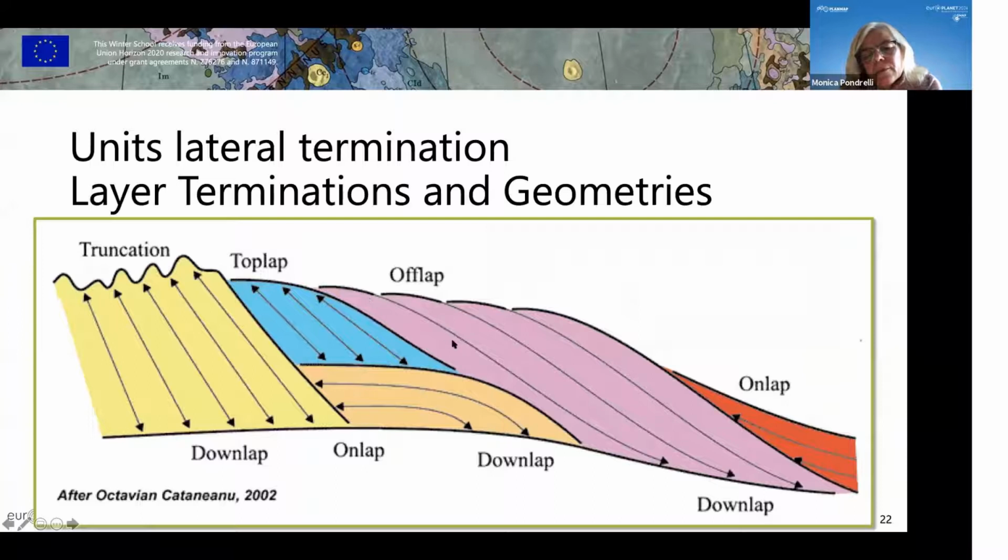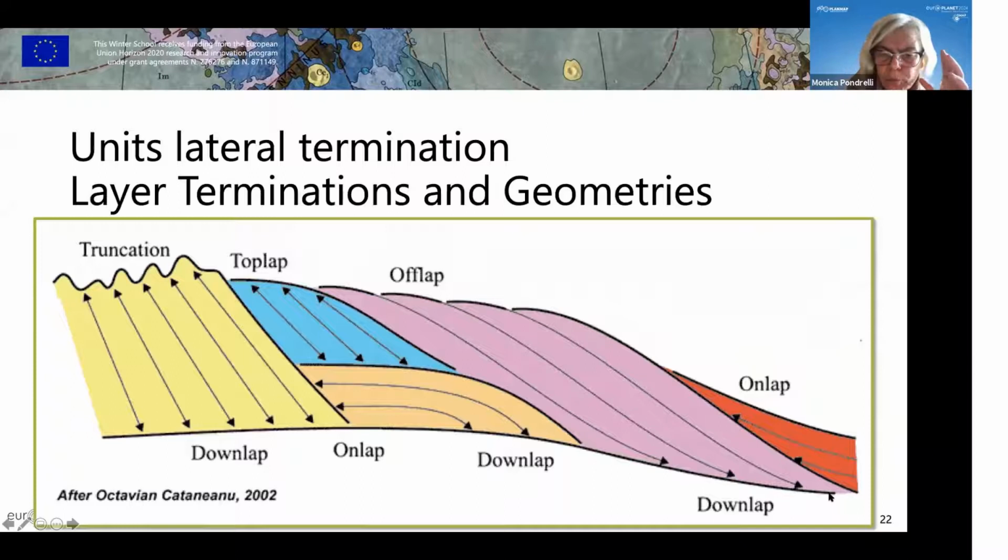Other geometry: offlap. We have inclined beds like this, one beside the other, always forward within the basin. It means that the basin is infilled in this direction. I'm putting sediments inside the basin. This geometry is called offlap. These beds are called also clinoforms because they are inclined. And when they reach the base, this geometry, this fashion is called downlap.